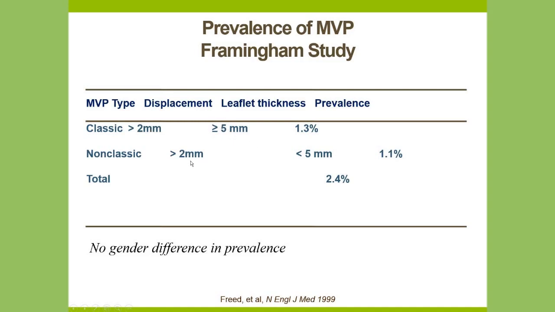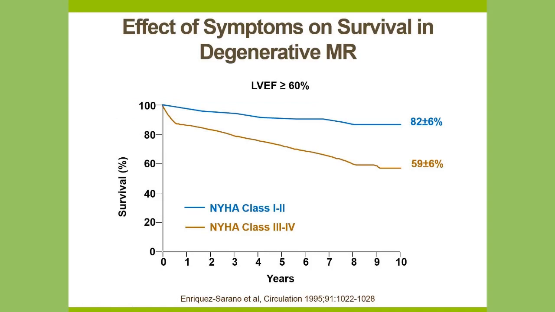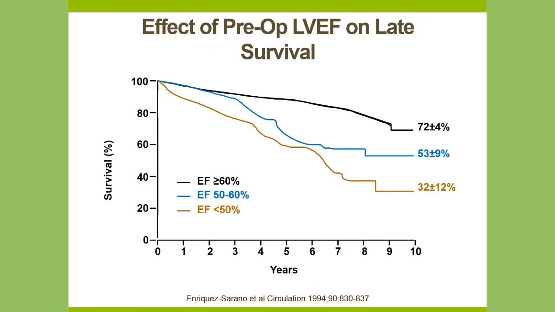A non-classic, also known as fibroelastic deficiency, the leaflets are displaced above, but they may not be thickened. They're less than 5. The total frequency of this is almost 2.5% of the U.S. population. Very, very common. What happens is if you have degenerative or primary MR and your EF is above 60, it's normal. If you have any symptoms at all, your survival is really much worse than if you're asymptomatic. So symptoms tell us it's time to operate on a patient.